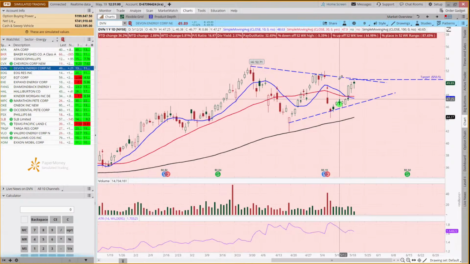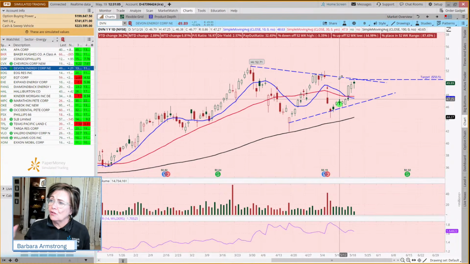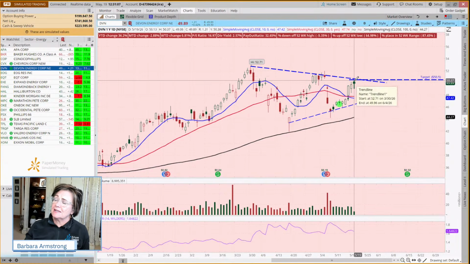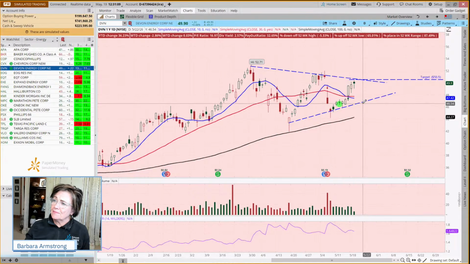Now, what some people might do, I'm not saying that all traders would consider doing this, but they might say, well, you know what? If it does come back, like let's say it comes back to 46, could we do it again?